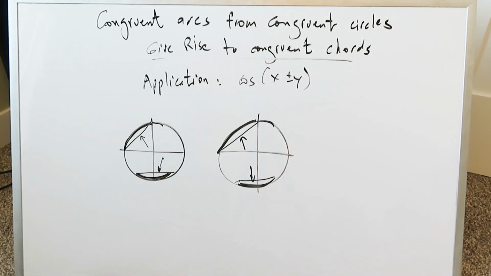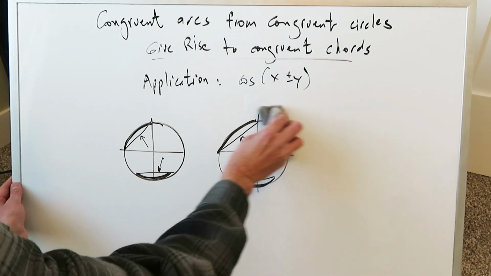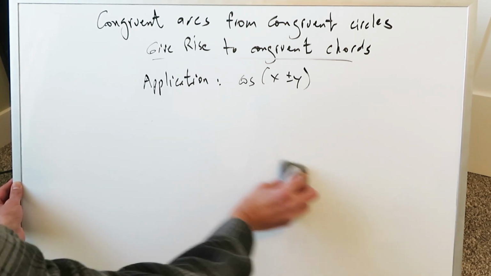The very important trigonometric identity that you know of, cosine of x plus y and cosine of x minus y, we'll look at that. It's very interesting.